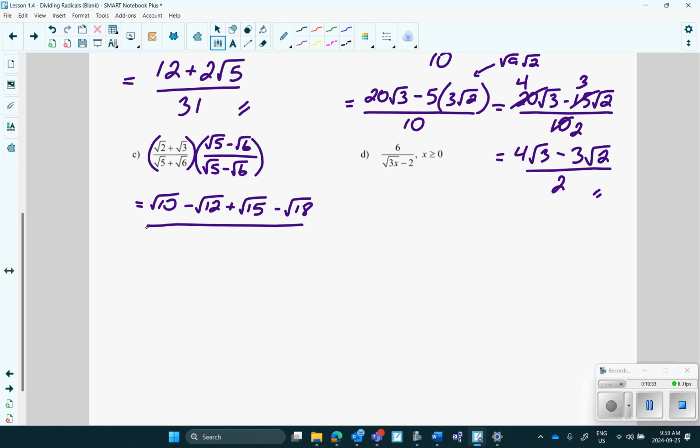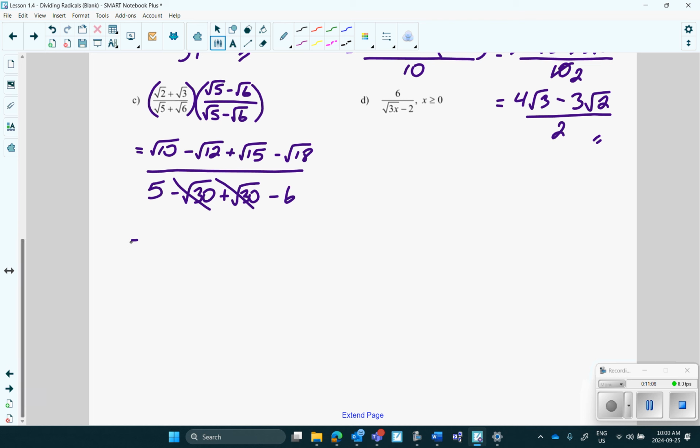Divided by, and I know on the bottom, the 2 middle terms are going to cancel out. Root 5 times root 5 is root 25, or just 5. Then I've got minus root 30 plus root 30, and then plus root 6 times minus root 6 gives me a final answer of minus 6. I can take those out right away. Maybe in my next step, I'll do any simplifying.